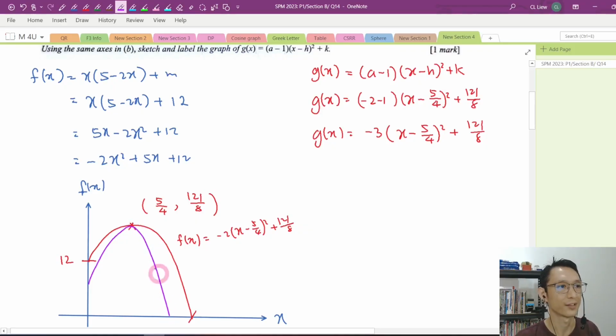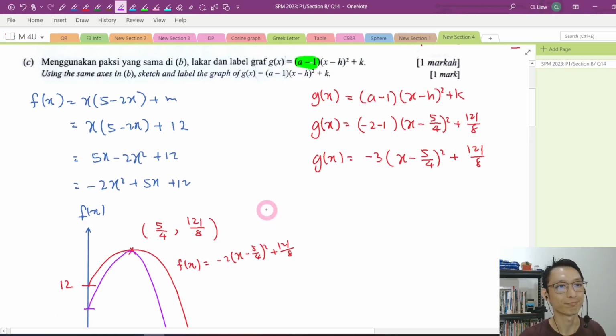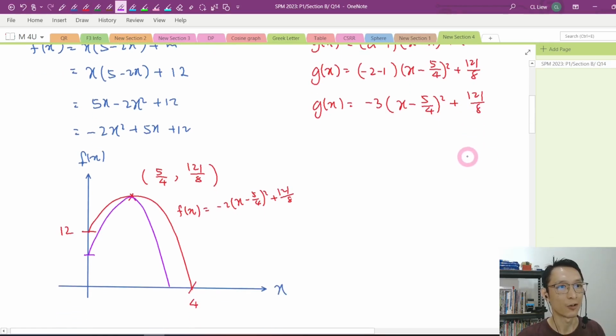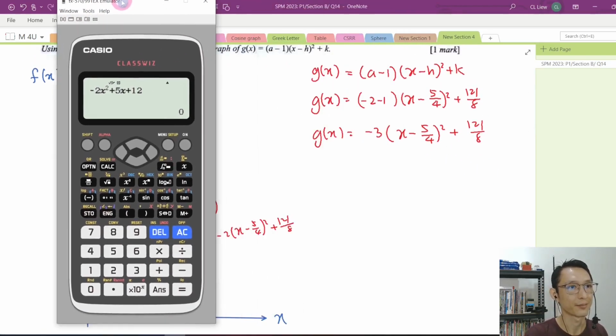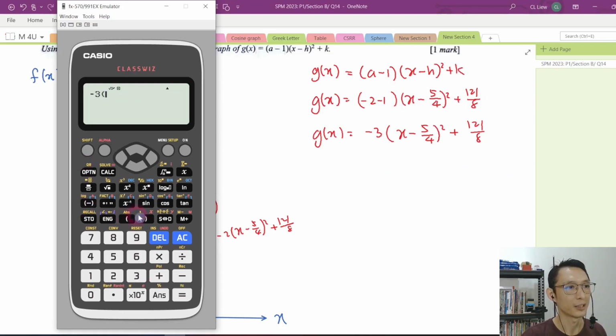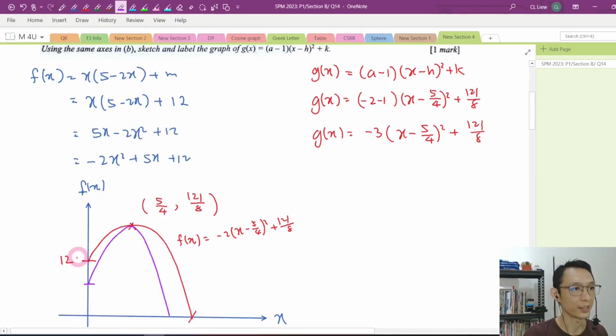Okay, something like this. So if you want to show the y-intercept, you can do expansion here, or you can just key in your calculator. Negative 3, put a parenthesis, x minus 5/4, and then square this whole thing, plus 121/8. Press calculate, and 10 and 7/16. This is 10 and 7/16.